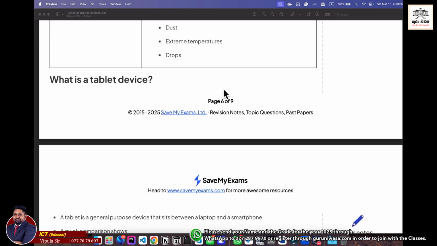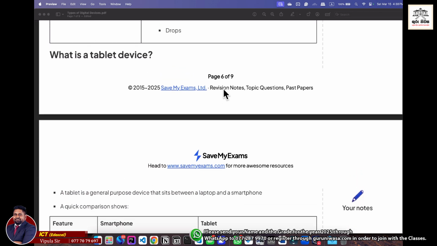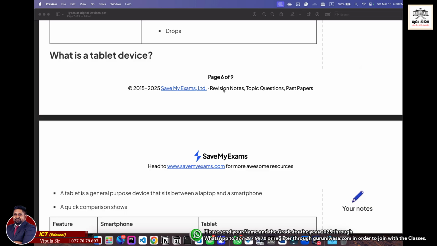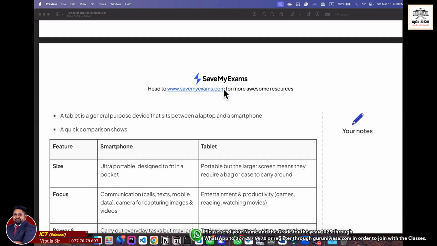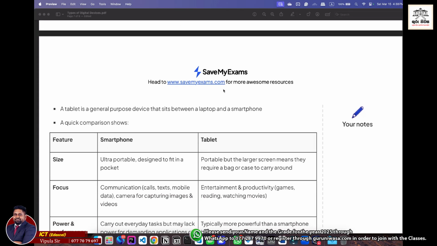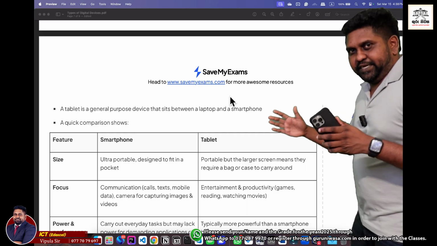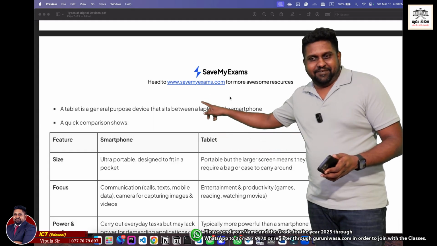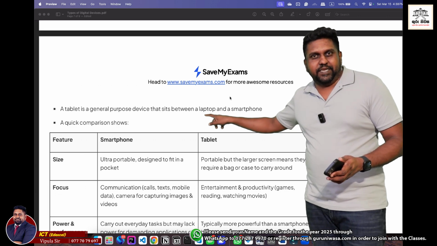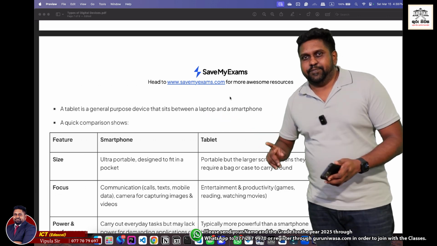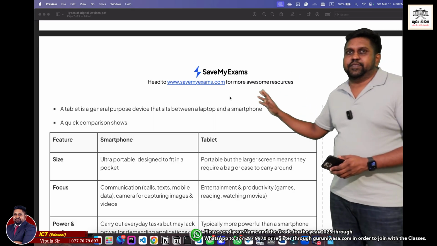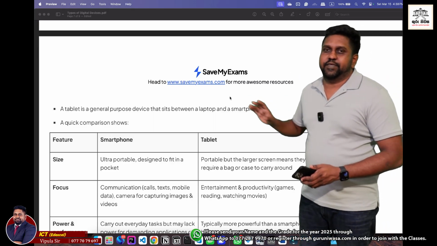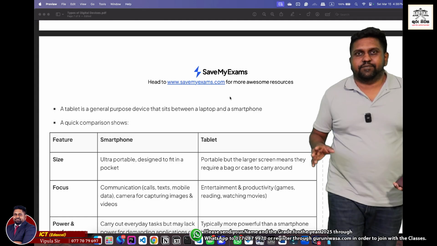Okay, so let's quickly jump to the tablets. So then we talked about mobile phones and the specialist phones. Then we have tablets. So what is a tablet device? A tablet device is again similar to the smartphone, but it's a general purpose device that sits between the smartphone and a laptop. Okay, so it sits between a smartphone and a laptop. Keep in mind, this is the keyword. If you can write the specific word in the questions, then you will get the full marks.